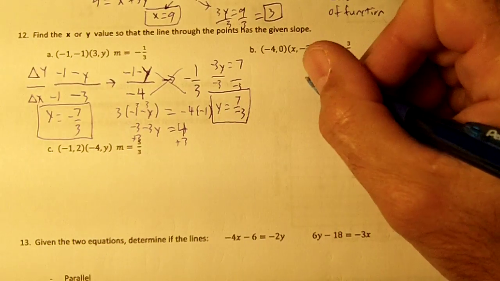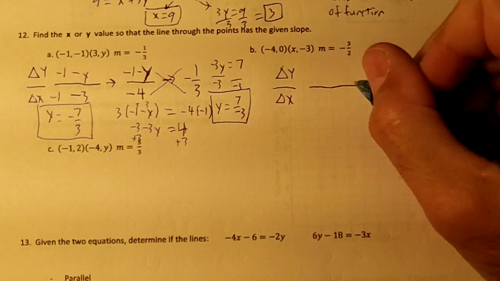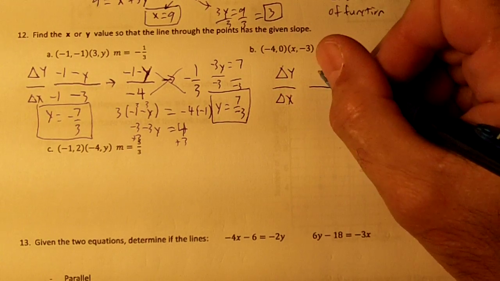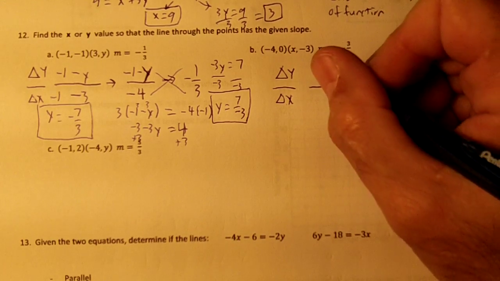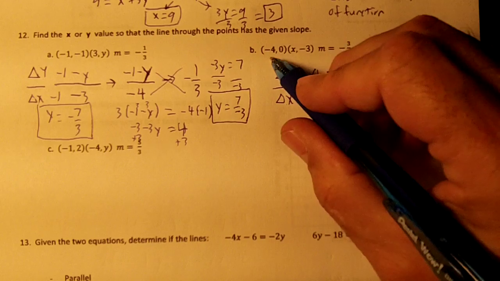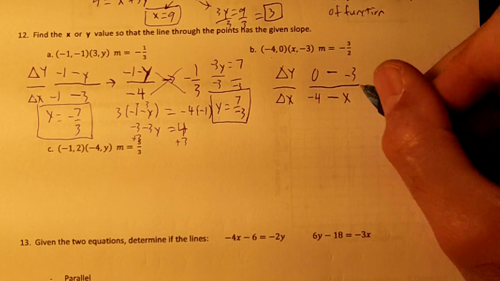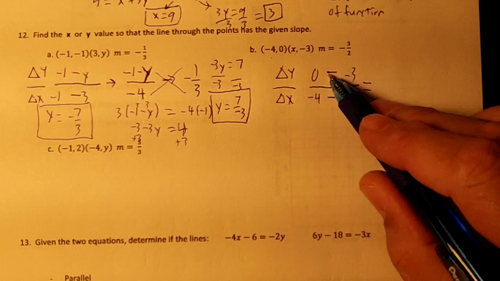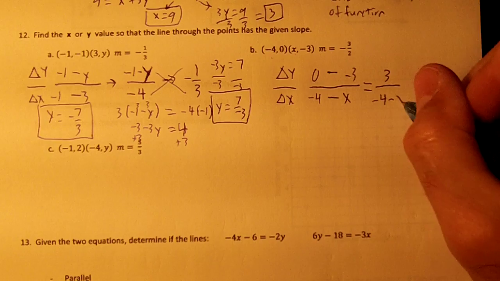Okay, right here. Do delta y over delta x. Change in y over change in x. You're going to have, put your minuses on here. Our y's are 0 and -3. Our x's are -4 and x. Simplify this. 2 negatives make a positive. This is going to turn into 3 over -4 minus x.